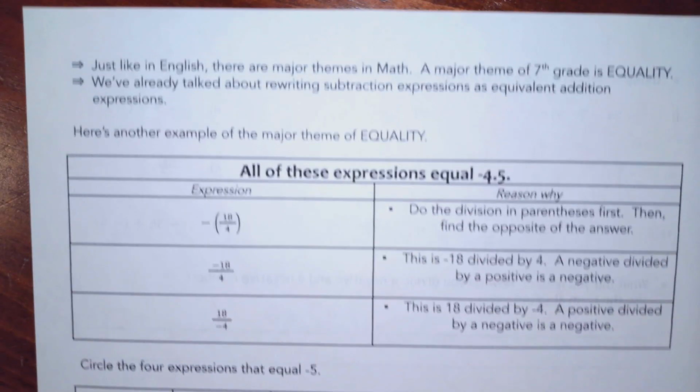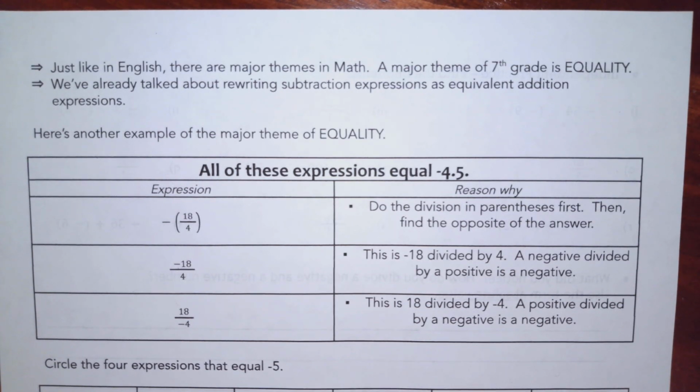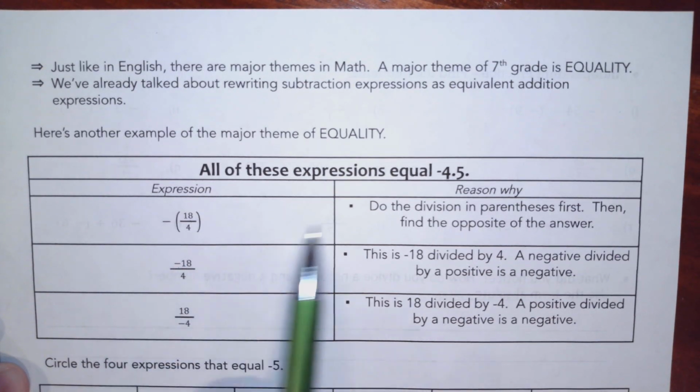And the last thing we need to do is look at the last page. So just like in English class, there are major themes in math. And a major theme in 7th grade is the theme of equality. So we've already talked about rewriting subtraction expressions as equivalent addition expressions. That's something we'll talk about actually in a future lesson. So here are some other examples of equality. So all of these expressions on the left-hand side are all equal.